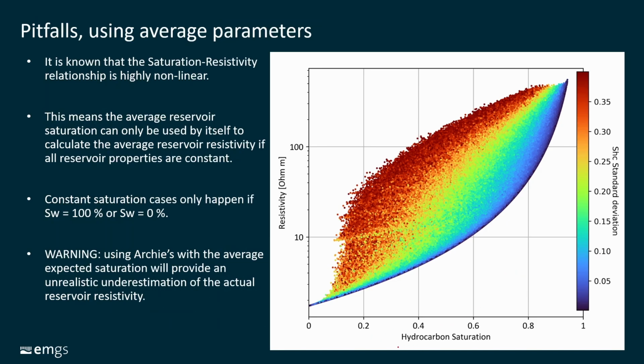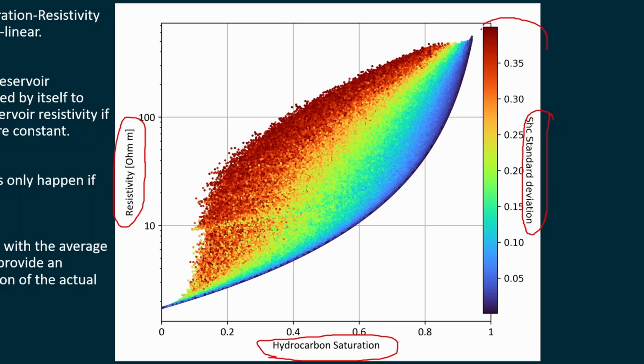This is the average hydrocarbon saturation in the horizontal axis. In the vertical axis, it's the average resistivity. And in the color scale here is the standard deviation of the saturation. So true reservoirs have a standard deviation around here, around 0.25, 0.2, 0.3, something like that.